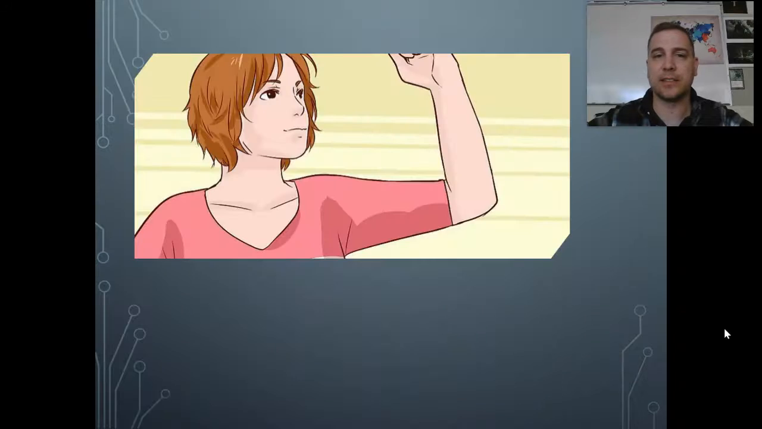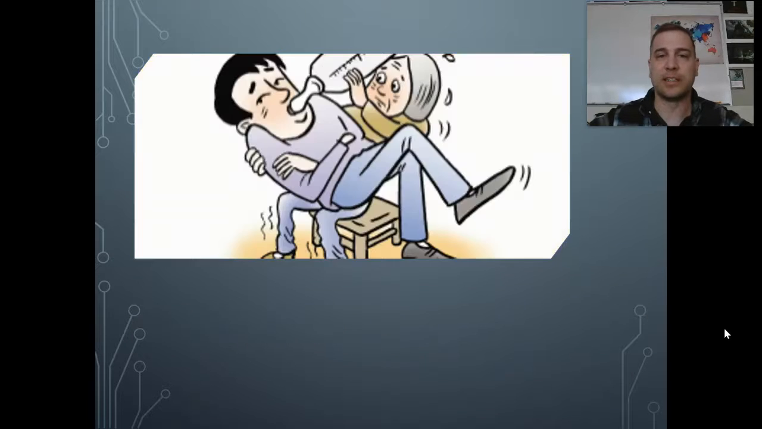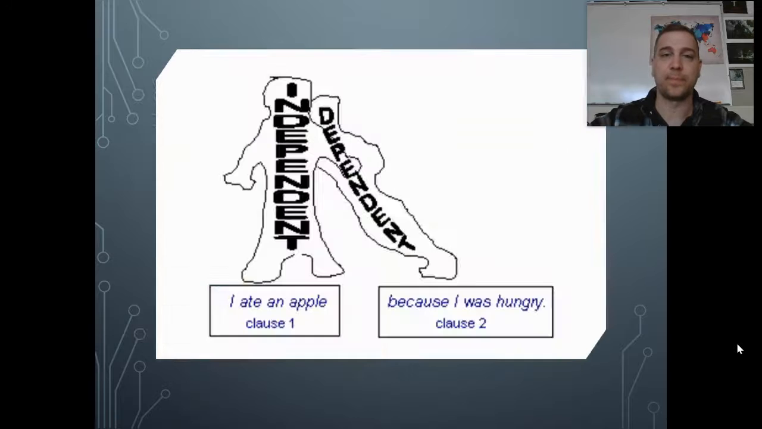So you can think of these as like independent Irma. She knows what she wants. She can handle herself. She doesn't need anybody else. She's all right on her own. Whereas dependent Donnie is not going to make it on his own. He needs his mom there to help him. He needs some independent person to take care of him. And so when you look at two sentences, one is independent, where it could stand by itself, and the other one's dependent. It's like it's leaning on it. It needs the help of the main sentence to finish making sense.